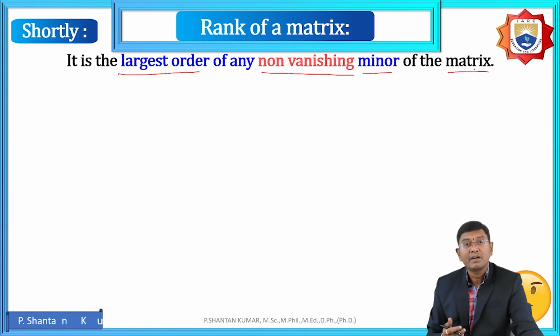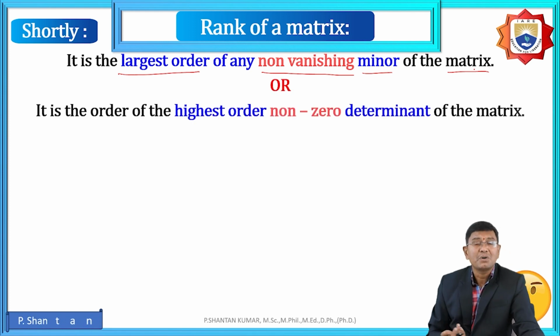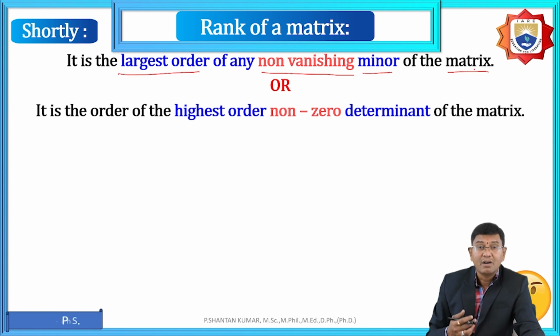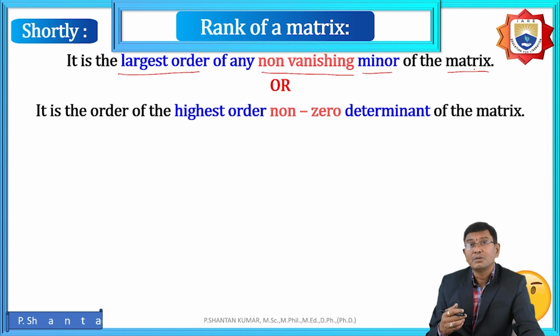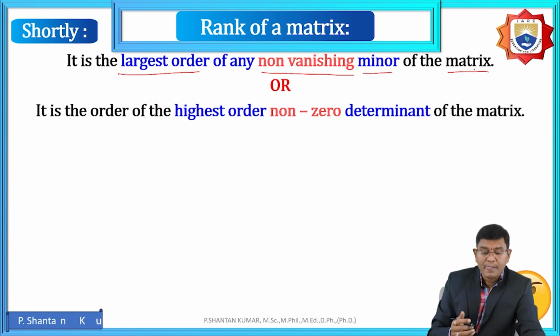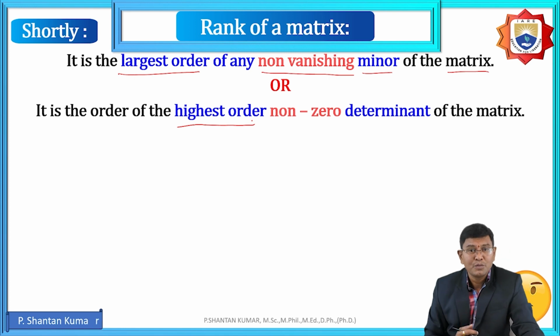And in other terminology, how to define the rank? In other terminology, it is the order of the highest order non-zero determinant of the matrix. While observing the first one and the second one, both are the same within a single statement, that is the definition of the rank. Here, largest order means the highest order. Both are synonyms, the largest order or maximum order.